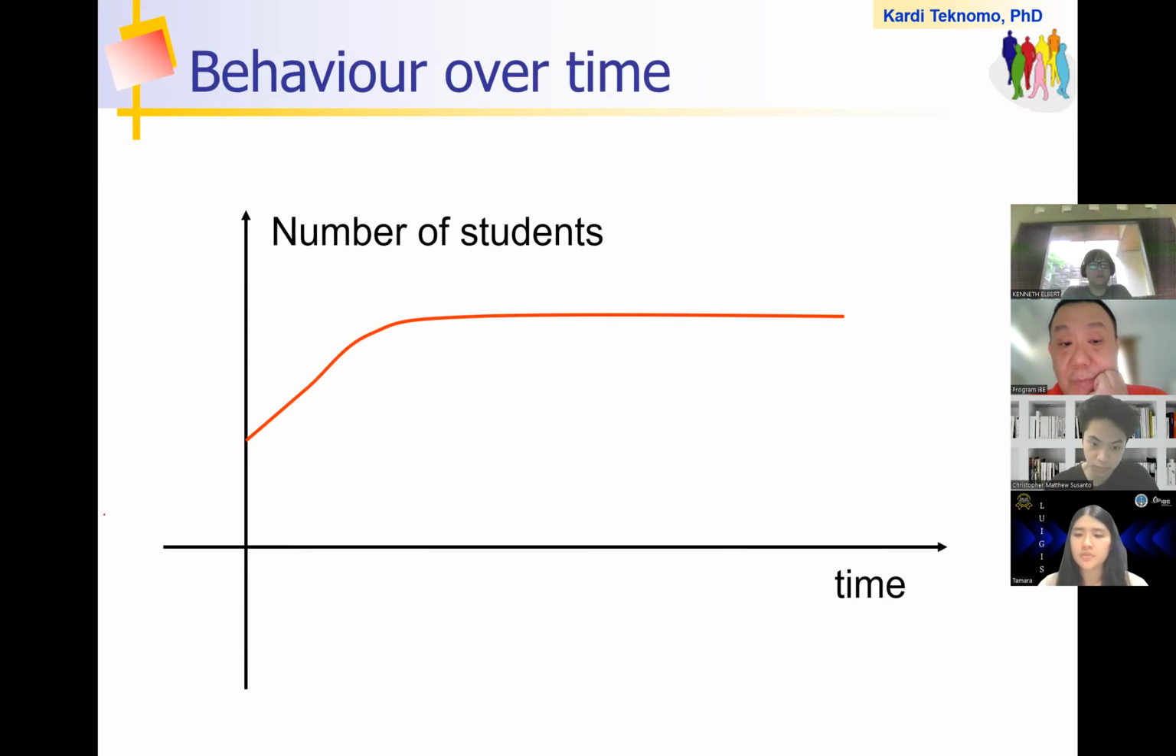So its behavior is going to be stable. Okay, the number of students will be stable over time, because of the negative feedback loop. Is this clear or not?